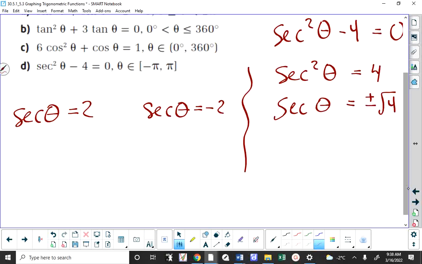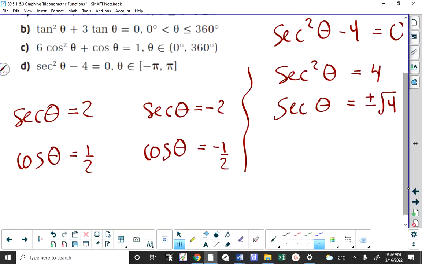Your next step here, Ian, are you still with me? Okay, your next step would be to write it as a primary trigonometric ratio, because whether you're going to use your calculator with a reference angle idea or the unit circle with xy coordinates, we have to think in terms of sine and cosine, not anything else. Since cosine and secant are reciprocals, I can write this as cosine of theta equals 1 over 2, and cosine of theta equals negative 1 over 2.